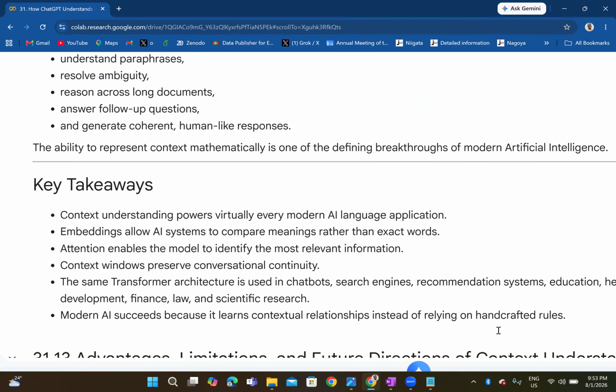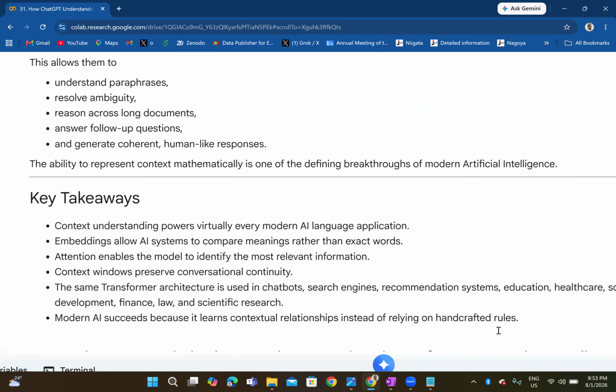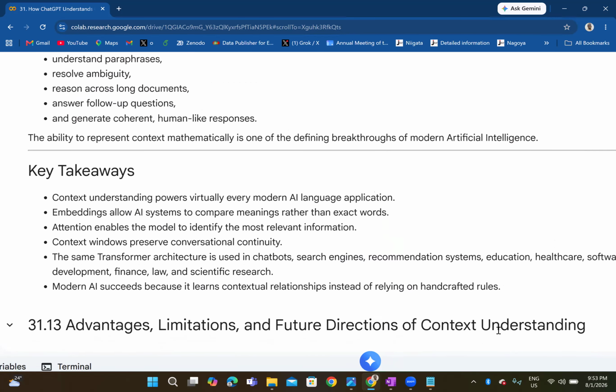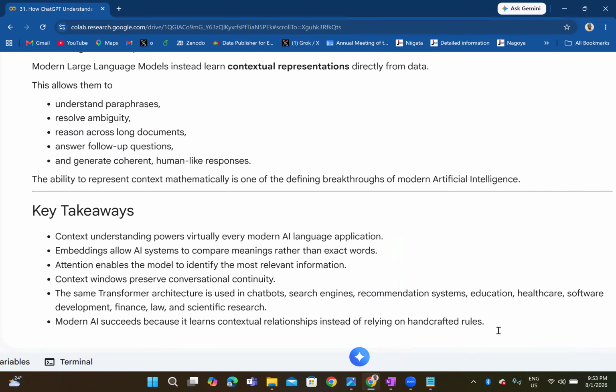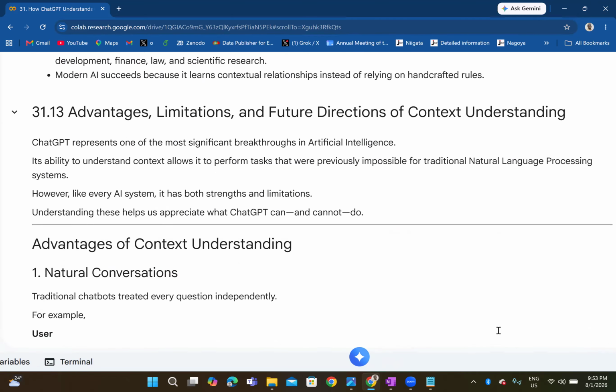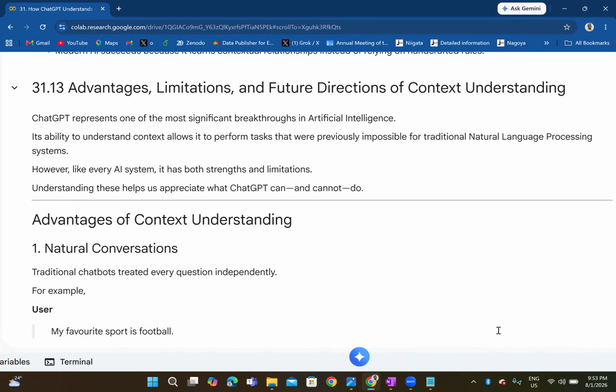So again, we have the key takeaways here. Contextual understanding powers virtually all AI. I mean, we've talked about this a lot of times, right? But you can just read through this. All right, so we go on to advantages, limitations, and future directions of context understanding.